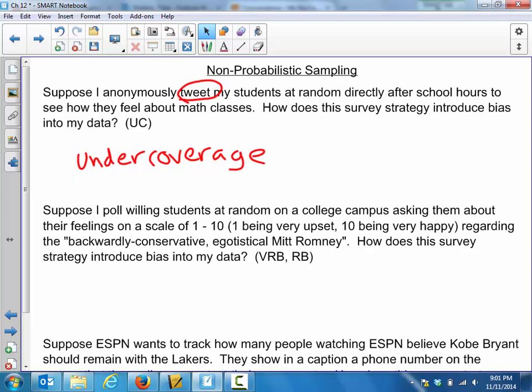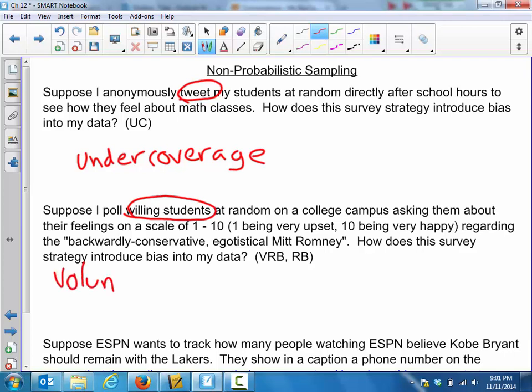Okay, second one here. Suppose I poll willing students at random on a college campus, asking them about their feelings on a scale of 1 to 10, 1 being very upset with, 10 being very happy with, the backwardly conservative, egotistical Mitt Romney. How does this survey strategy introduce bias into my data? Well, you've got in parentheses here 2 things that are abbreviated. The first thing that you have, hopefully you picked up on this wording here, willing students, okay? That introduces voluntary response bias.